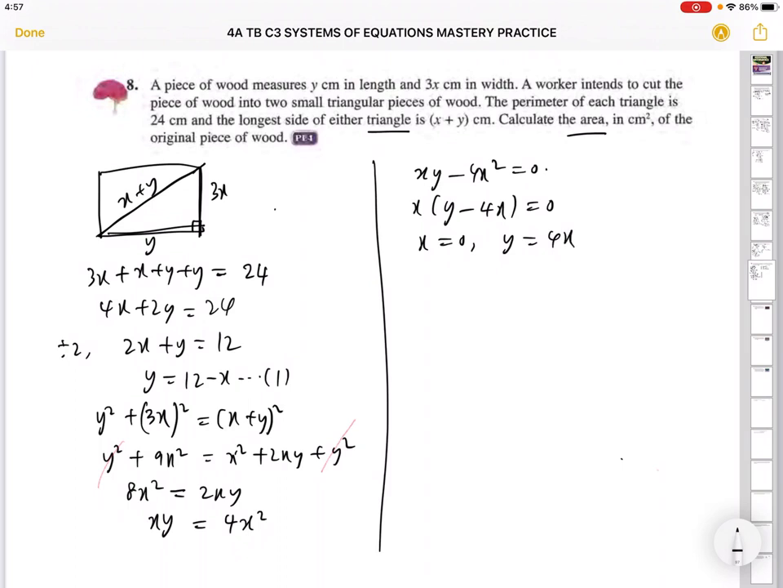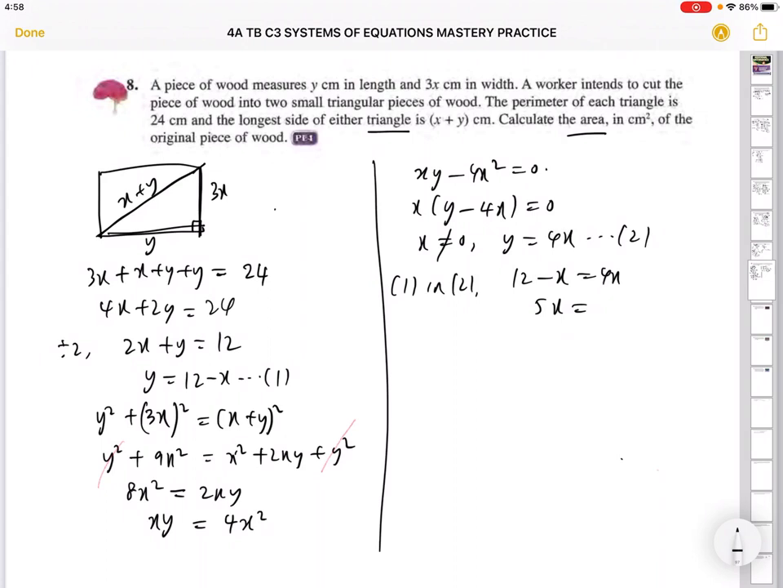So this solution is quite different from what you normally do, right? We know x can't be 0, so y must equal 4x. So that's your equation number 2. We just solve them simultaneously. Substitute 1 into 2: 12 minus x equals 4x. 5x is, wait, did I make a mistake here? Yeah, 5x, my x is supposed to be 2.